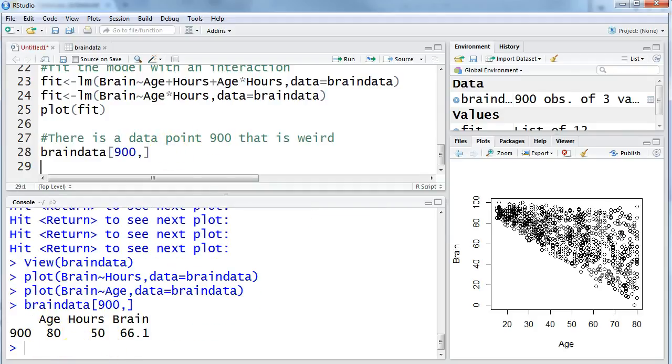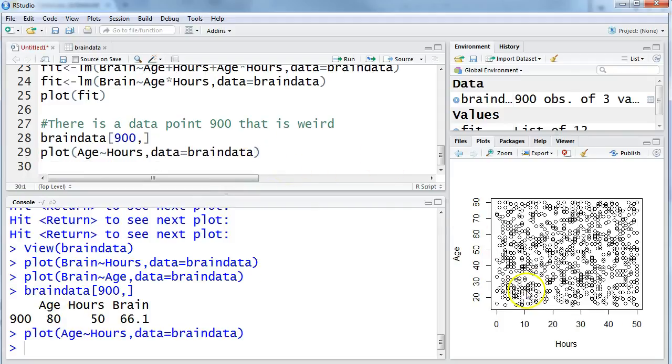An 80-year-old that works 50 hours a week. Well, let's take a look at age based on hours for 80-year-olds that work 50 hours a week. This is the very tip corner. These are the oldest and hardest working people. I'm going to call this data point the Betty White of our data points. Someone who's really old and still kicking out a massive amount of work.